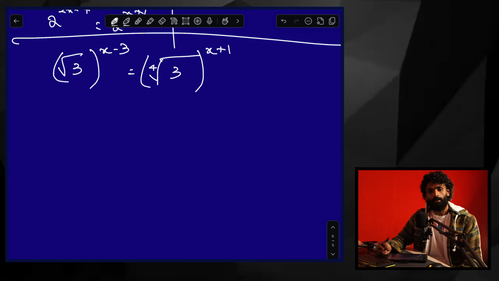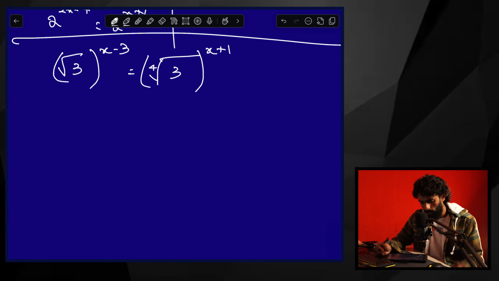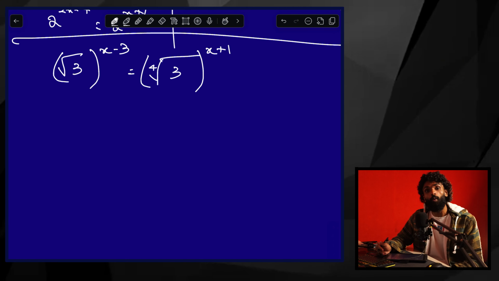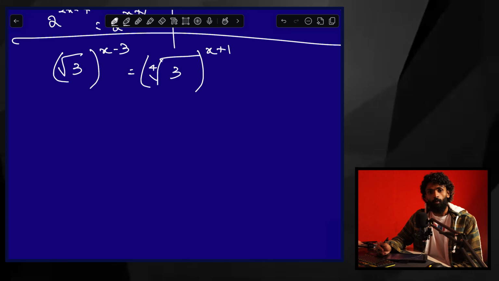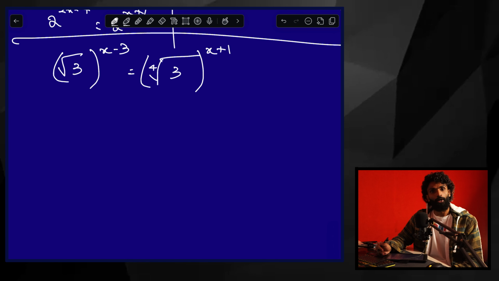Now comes the whole part. Left hand side there's a square root, right hand side there's a root, but on top of the root there's a number 4. How do we solve these kind of questions? Always understand the only way to remove a square root, square meaning 2, is by multiplying the power with 1 by 2.